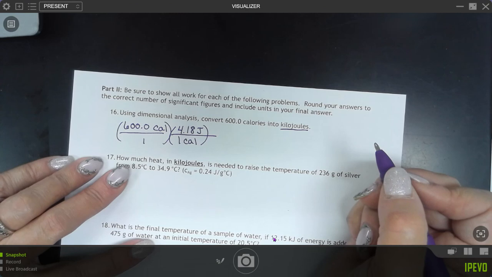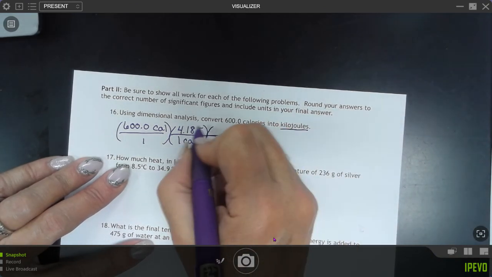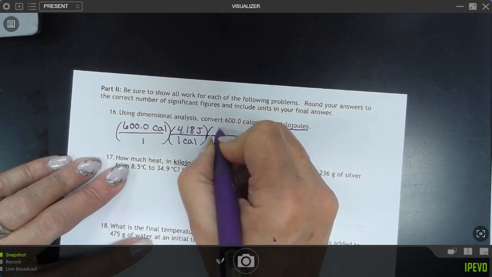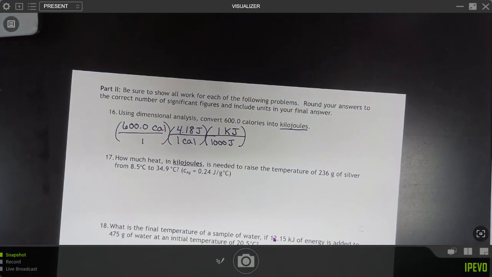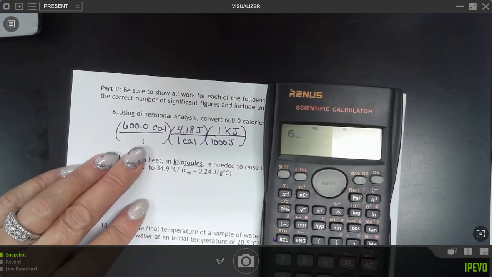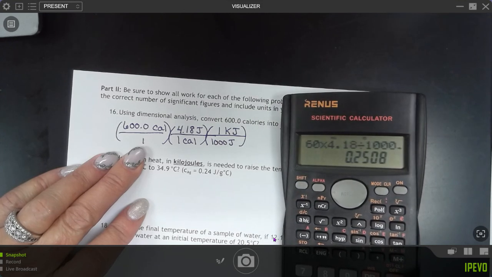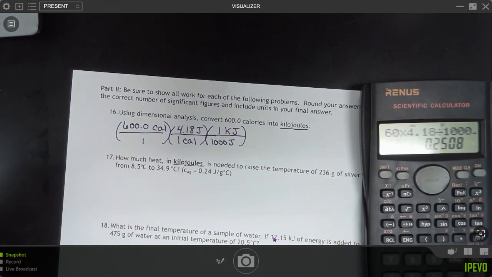Okay, now that's going to give us joules. We need kilojoules. Okay, and this was also something a lot of you missed. There are 1,000 joules in 1 kilojoule. A lot of you confuse that and put 1,000 kilojoules in 1 joule. Okay, all right, so we've got 600 times 4.18 divided by 1,000 is 0.2508.